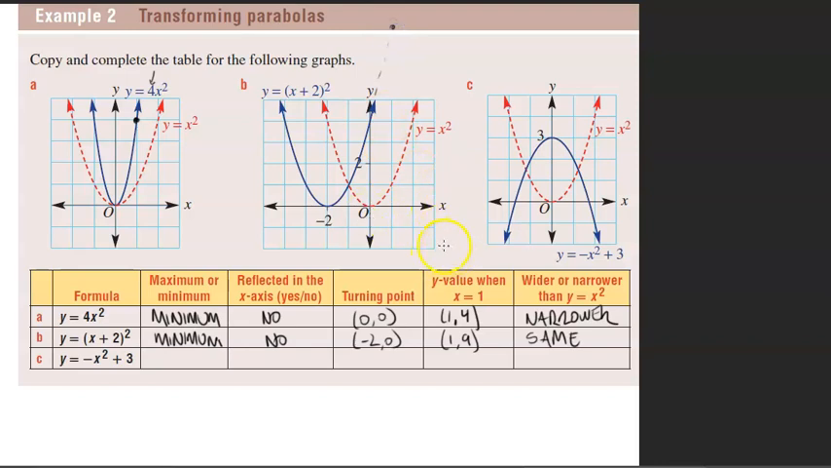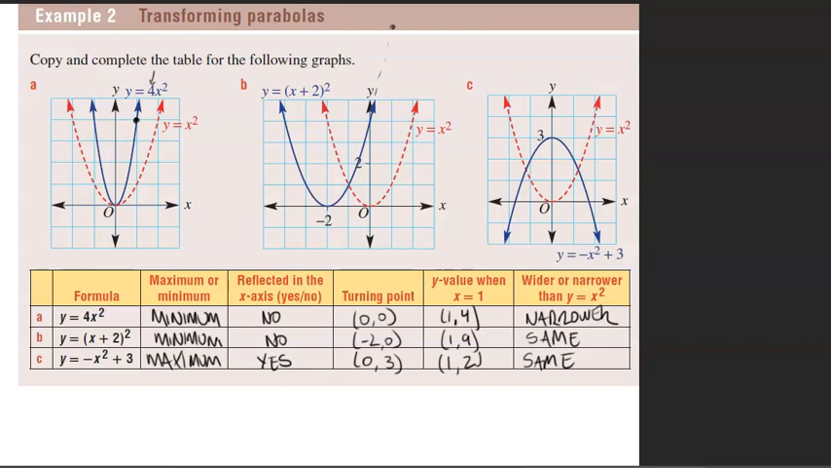And is it wider or narrower? Well, it's neither. It's just the same as y equals x squared, because there's no number in front of the x. Even when you expand this out, there's no number or coefficient of the x squared. Because of that, there's no dilation, it doesn't become narrower, it doesn't become wider. That's what I'm trying to say.